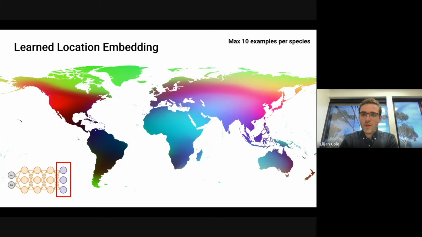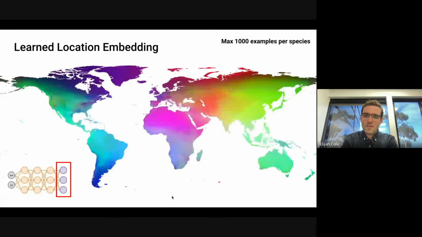When we train only on 10 examples per species, this is what the map looks like. If we increase it to 1,000 examples per species, we see that the map gets a lot more detail in it. There are many more precise boundaries you can see, especially on the West Coast, where you can see maybe mountain ranges popping out. So this tells us that as you increase the number of species observations you're training on, the latent representation gets more spatially detailed, and that may be what helps improve model performance.